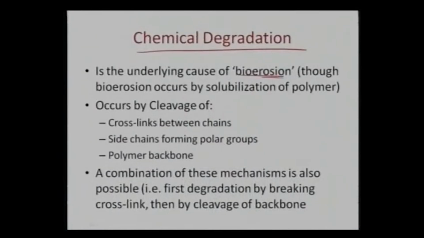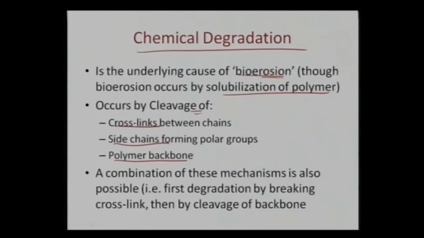Though bioerosion can occur by the solubilization of the polymer, the main reason behind bioerosion is nothing but chemical degradation, and chemical degradation is the occurrence of cleavage. It can be the cleavage of cross links between the chains, the cleavage of the side chains which form the polar groups, or the breakage of the polymer backbone itself. And there can be a combination of these mechanisms occurring.